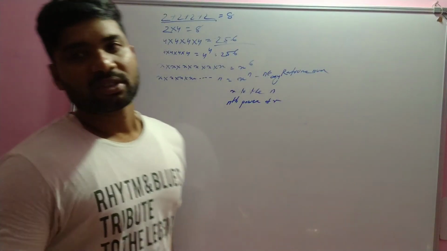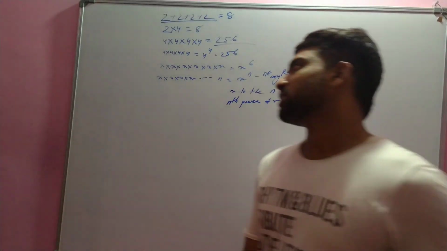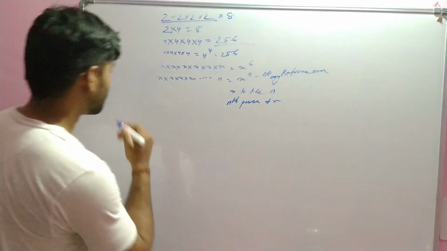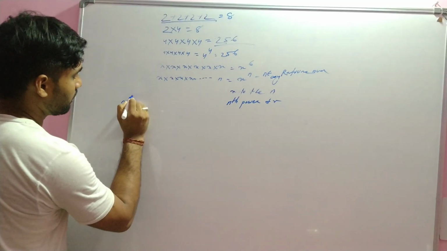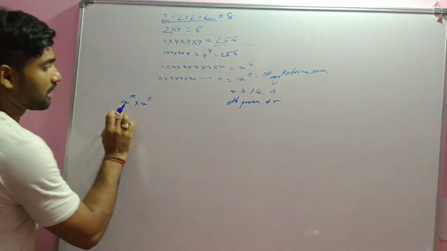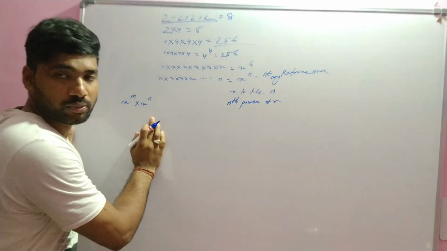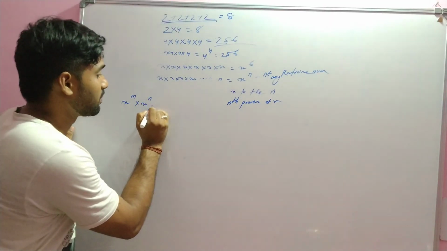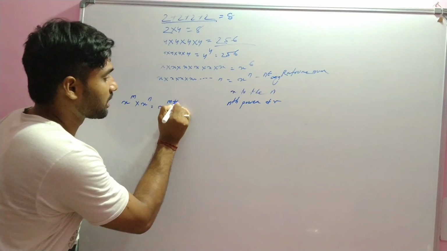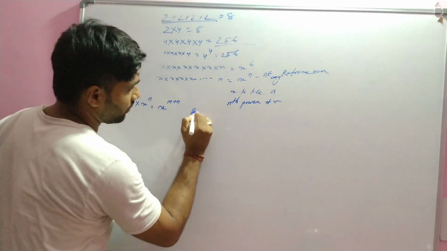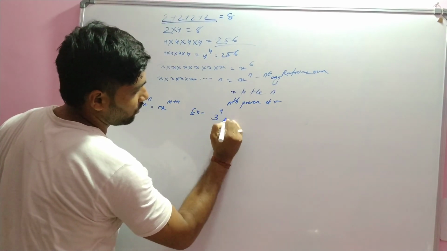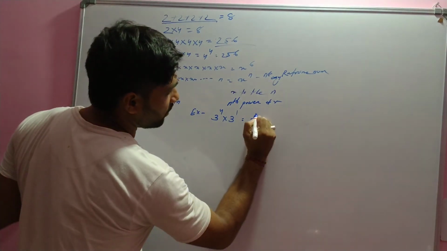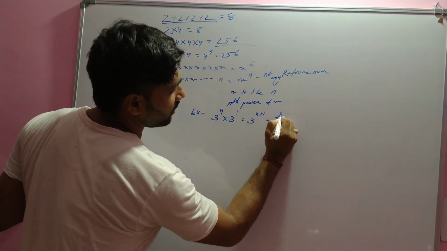To simplify the exponential form, to solve the exponential form, there are many formulas. Let's explain. One is x to the power m into x to the power n. If the two exponential form numbers have the same base and different powers, it will be written as x to the power m plus n. Okay? For an example, suppose 3 to the power 4 into 3 to the power 1. It may be written as 3 to the power 4 plus 1, that means 3 to the power 5.